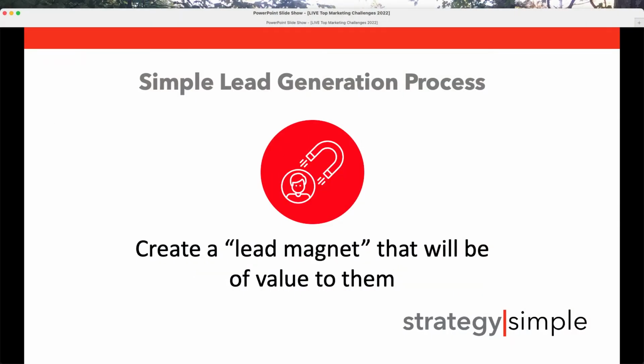Create a lead magnet that will be of value to them. Okay, so this one is kind of interesting because a lot of people get hung up on this. This doesn't have to be super complicated. Make it more than just a basic company brochure or trifold because those are terrible. But it could be a checklist, a cheat sheet. It could be a cost calculator. It could be a whole variety of things that are of interest to them.